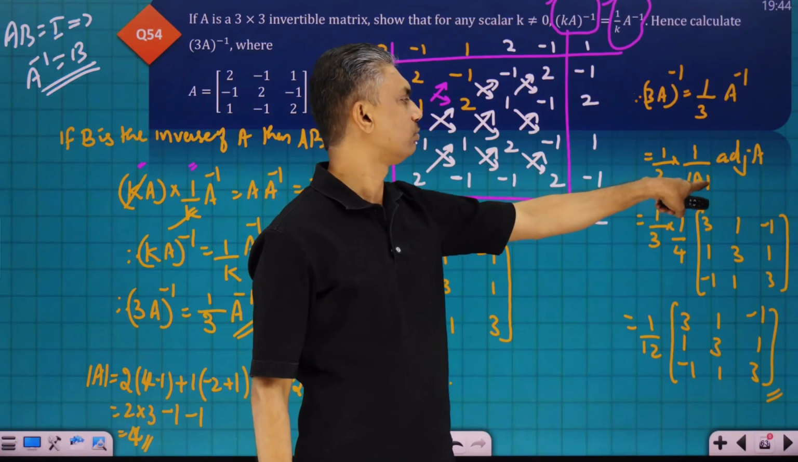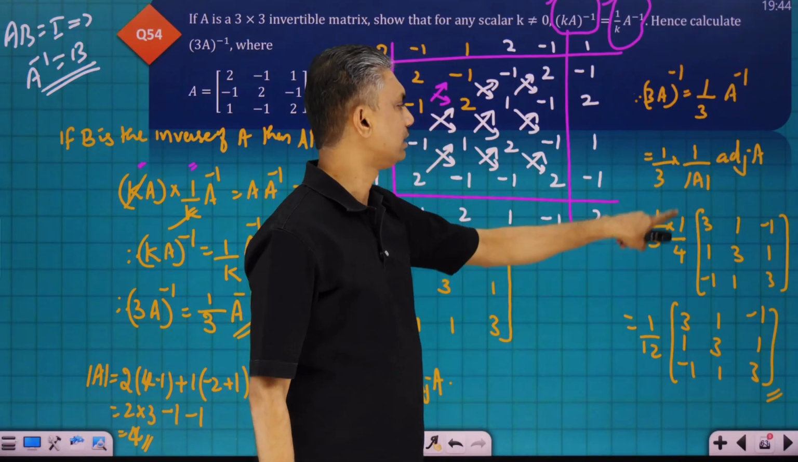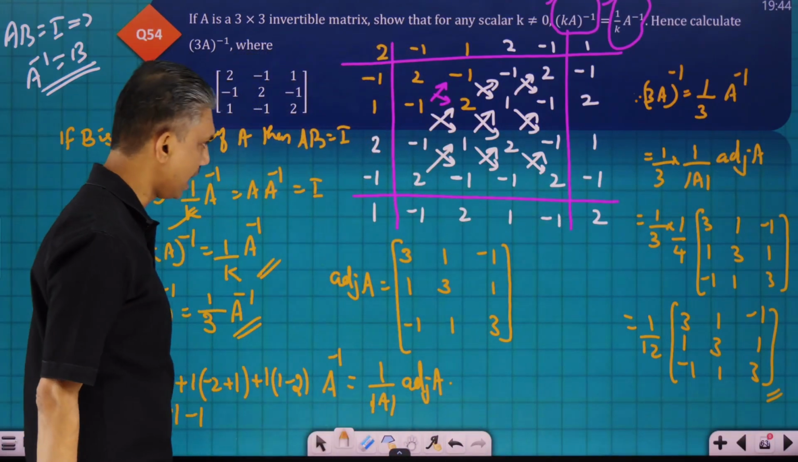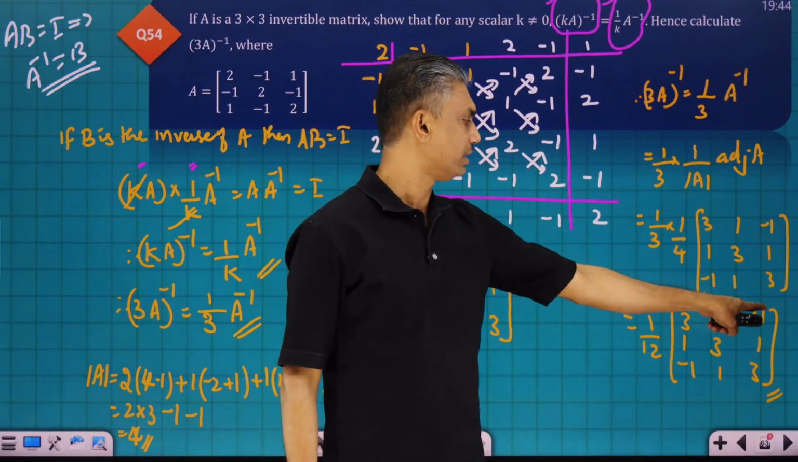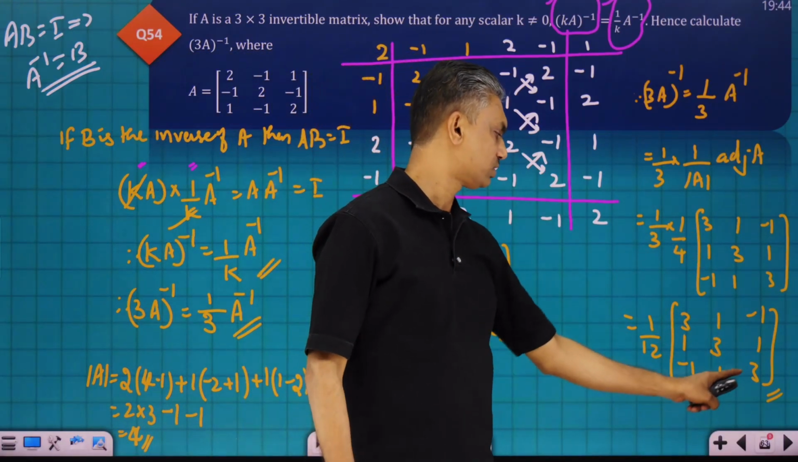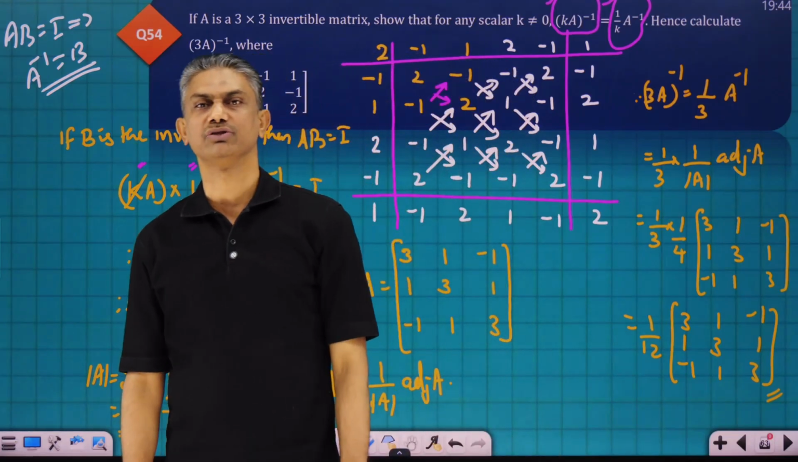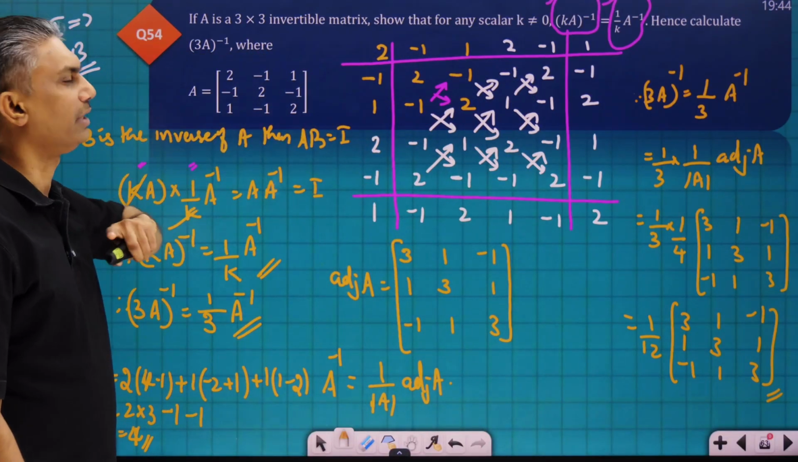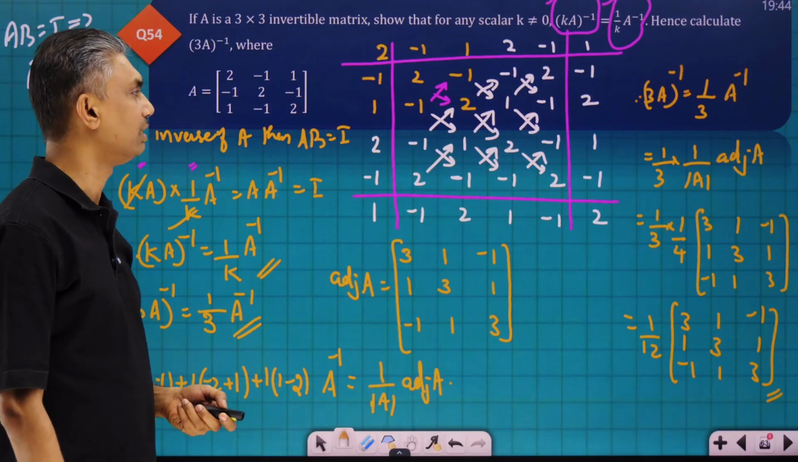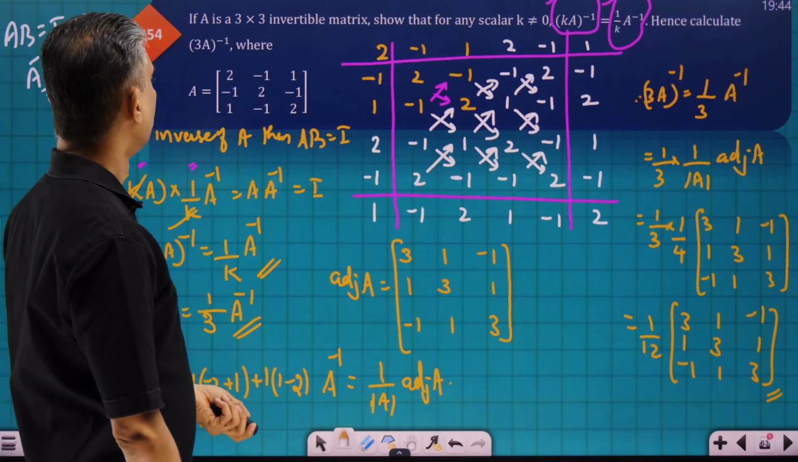So, (3A) inverse is equal to 1 by 3 into A inverse. A inverse is 1 by det into adj, and det is 4. We already got adj. So, 1 by 12 into the matrix 3, 1, minus 1; 1, 3, 1; minus 1, 1, 3. So, very simple. You need to think a little bit in the first part to prove.